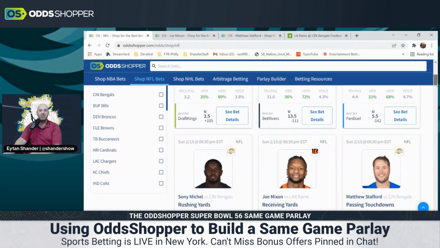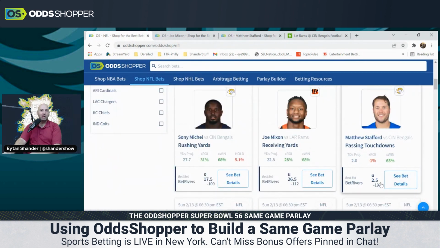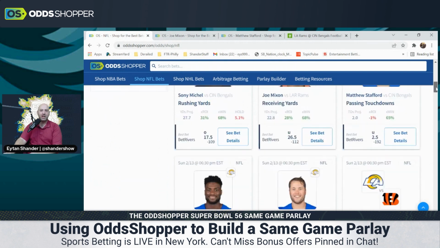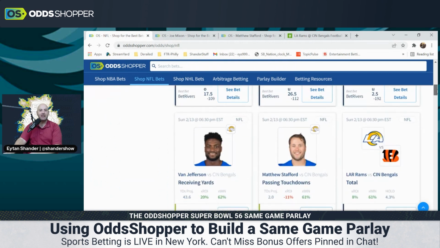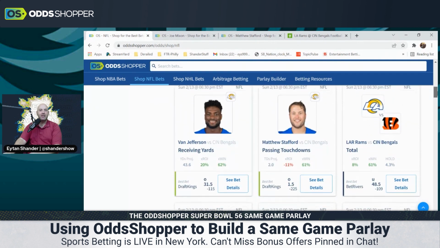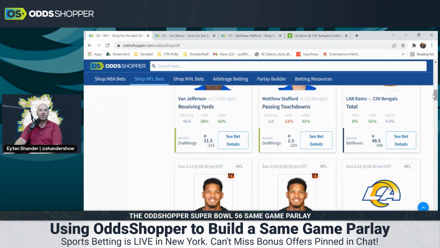I do want to target Matthew Stafford. So under 2.5 minus 192 here for a TD projection. You're probably not going to get that great a return if you go over that. Passing touchdowns is a little bit different here. As you can see, 61% chance that he goes over 1.5. But look, you're laying minus 225.